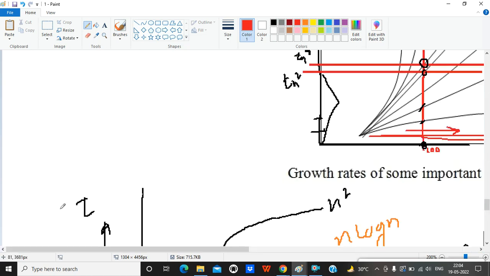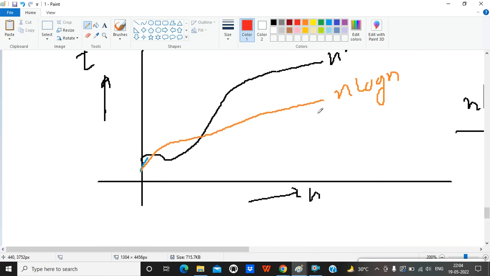It took a lesser amount of time initially, but gradually it grows. See, n square is taking less time here, for initial values of n. But after this point, there is a huge gap between these two. So in the long run, n log n will give you the best time. So it is efficient.